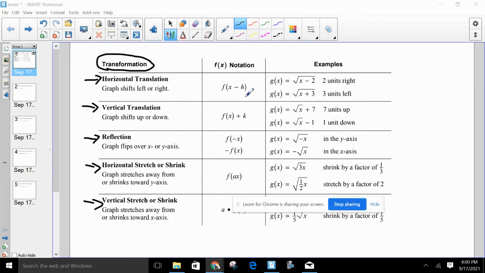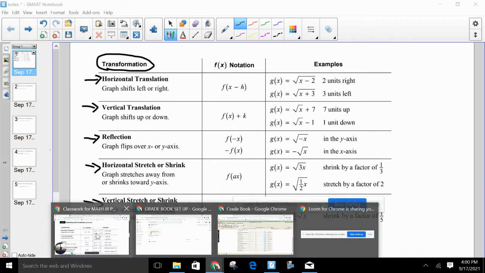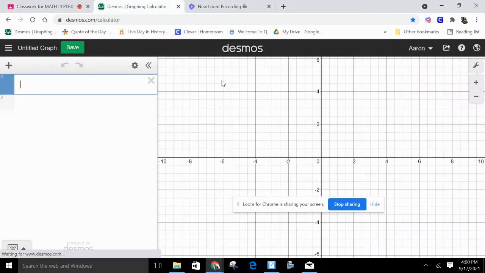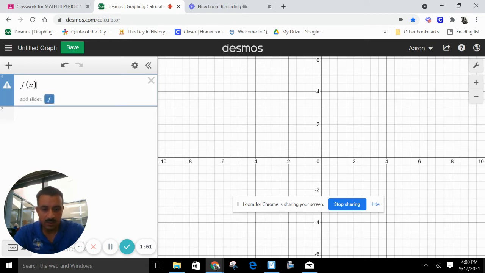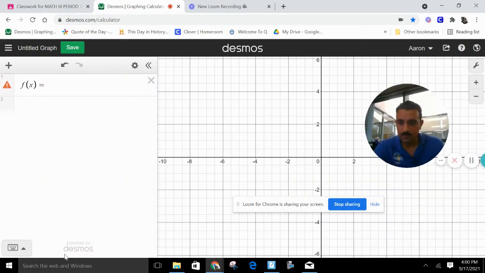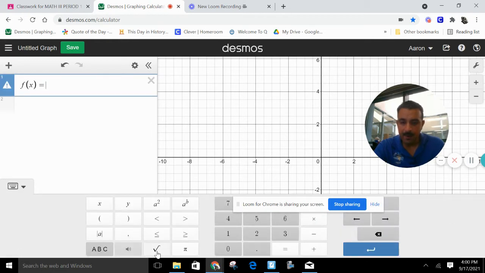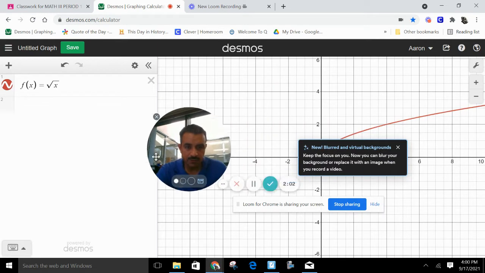So let's think of a square root function. We'll use a square root function as our guide. So let me bust out the graphing calculator. So here's a graphing calculator. Let me type the parent function of a square root, the square root parent function. Check this out. F of x equals the square root of x. Okay, there's the parent function.